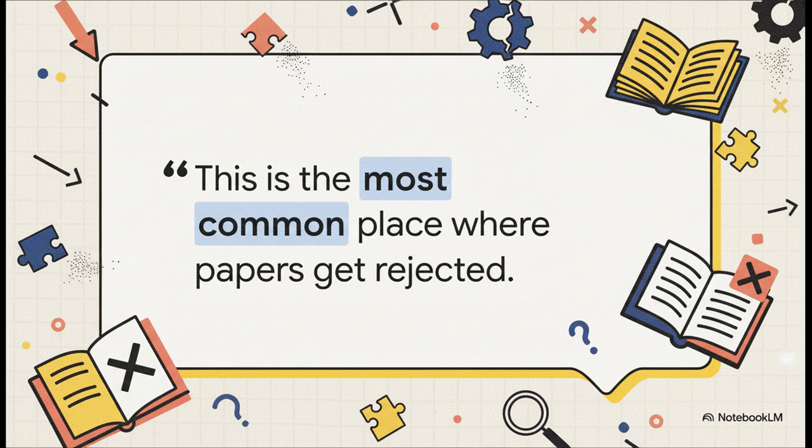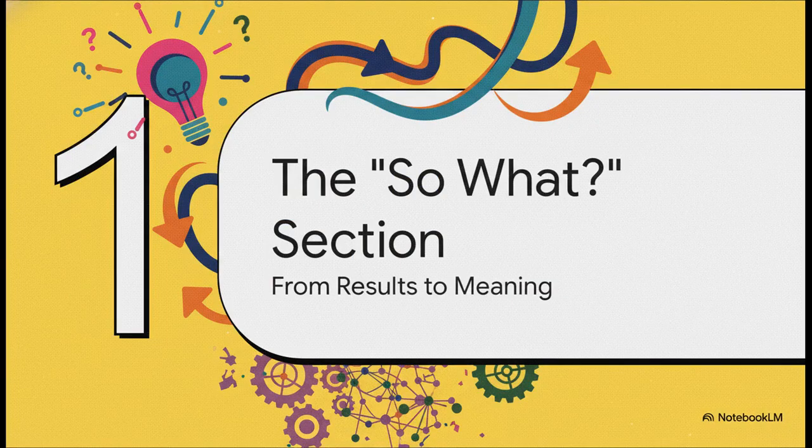I mean, listen to this insight from Scopus Journal reviewers. This is the #1 spot where papers get rejected. It doesn't matter how amazing your data is. If you can't explain why it matters, the whole thing can just fall apart. So let's get down to it.